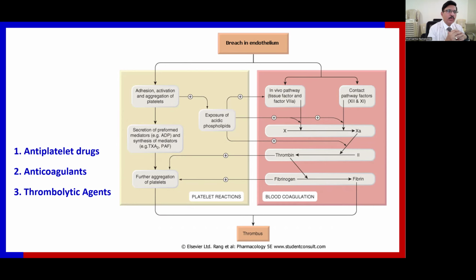That is why you measure two things, bleeding time and clotting time.